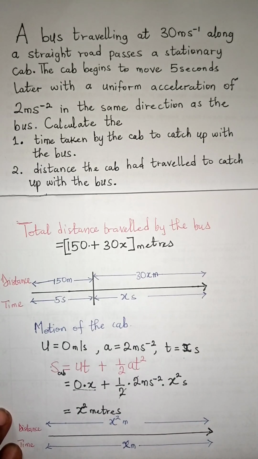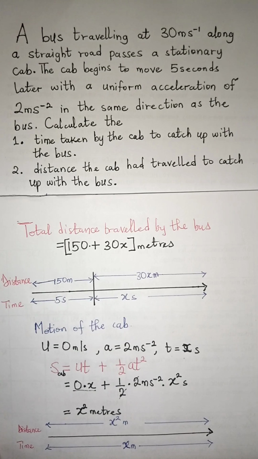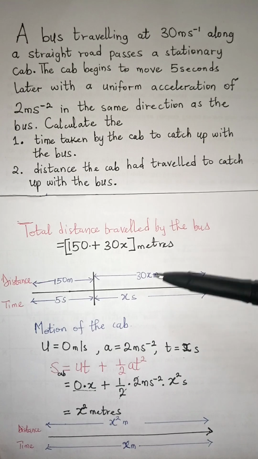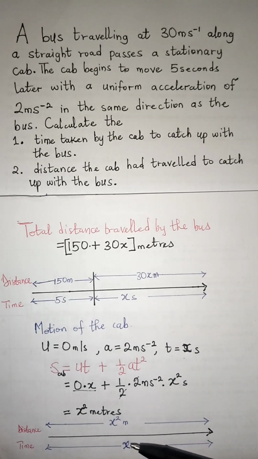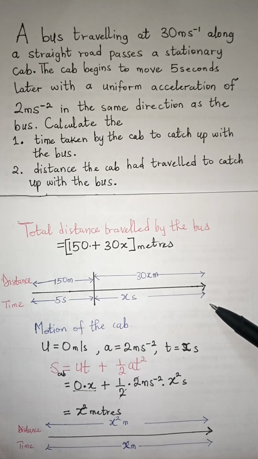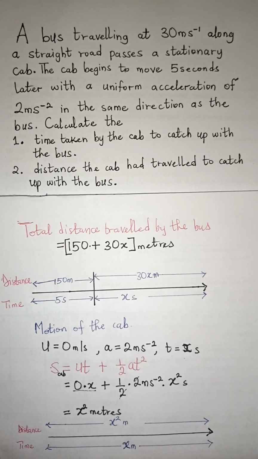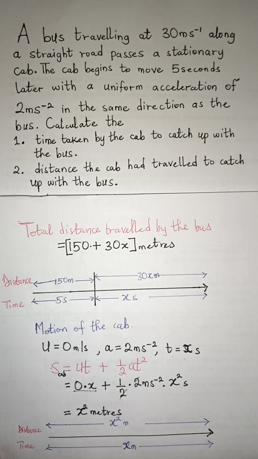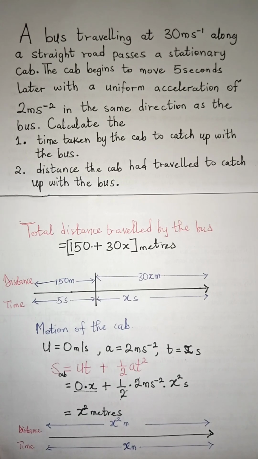Now, with that done, there is a logic behind this motion. The total distance traveled by the bus is all the cab had to travel in order to catch up with the bus. This is what I mean. The bus started the journey, but as at the time it passed by the cab, before the cab would start, it had traveled 5 seconds, which we calculated to be 150 meters. Then, by the time the cab started its own journey, the bus continued. There's no record of the bus stopping.